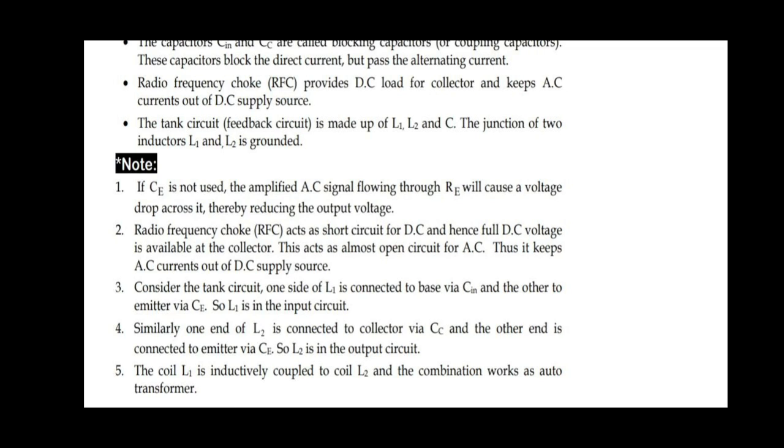The radio frequency choke acts as a short circuit for DC, and hence full DC voltage is available at the collector. It acts almost as an open circuit for AC. Thus it keeps AC current out of the DC supply source.